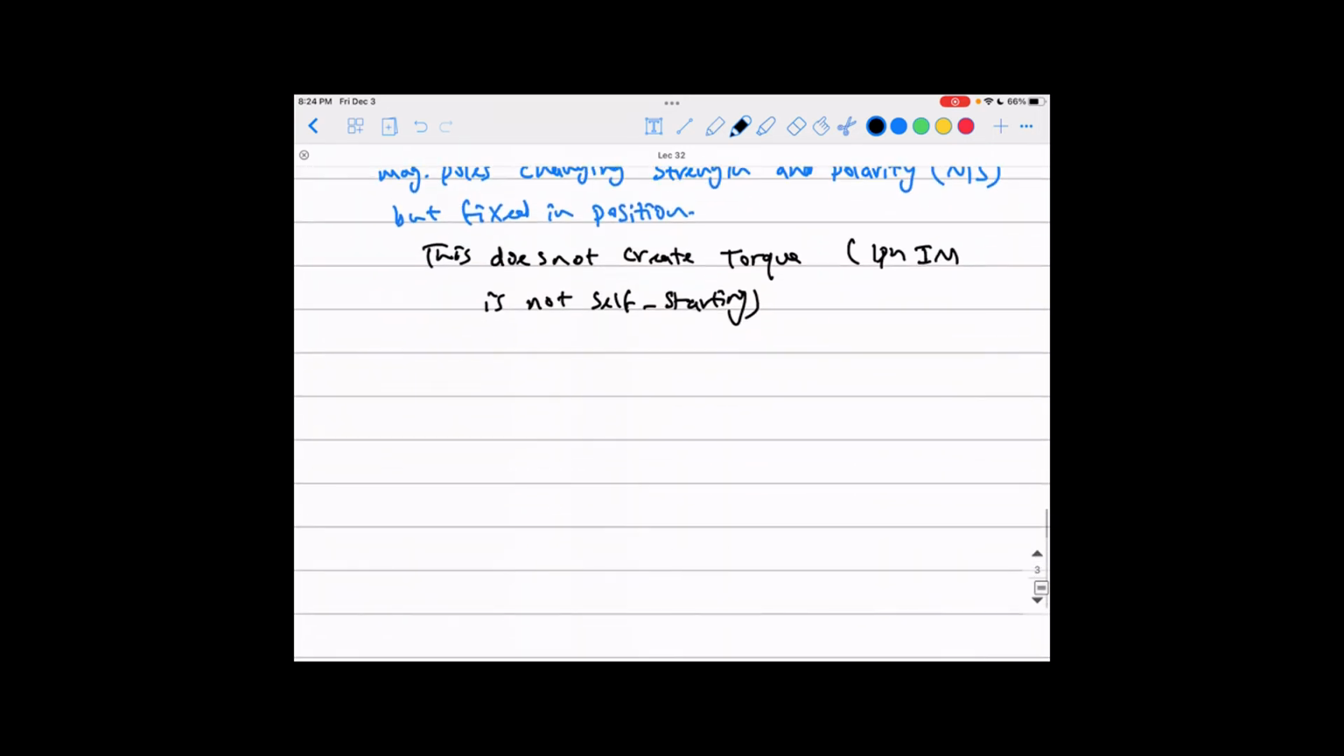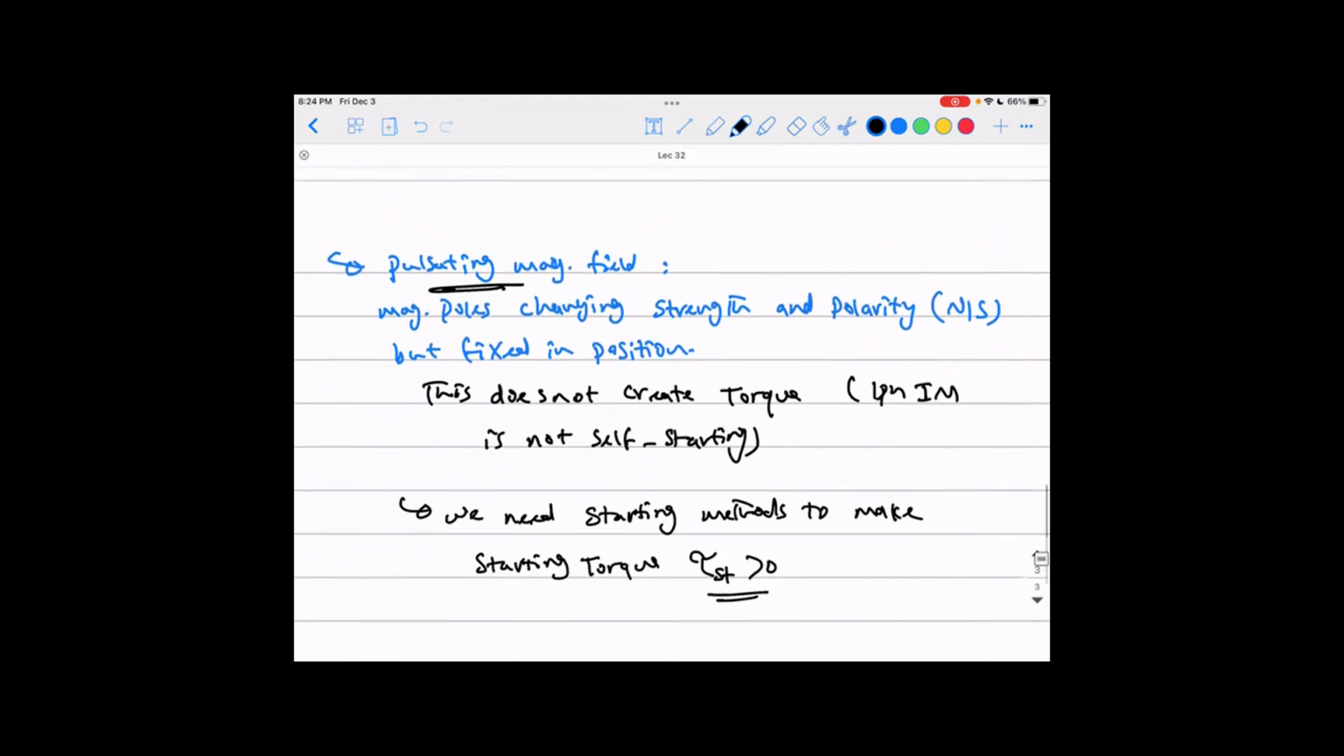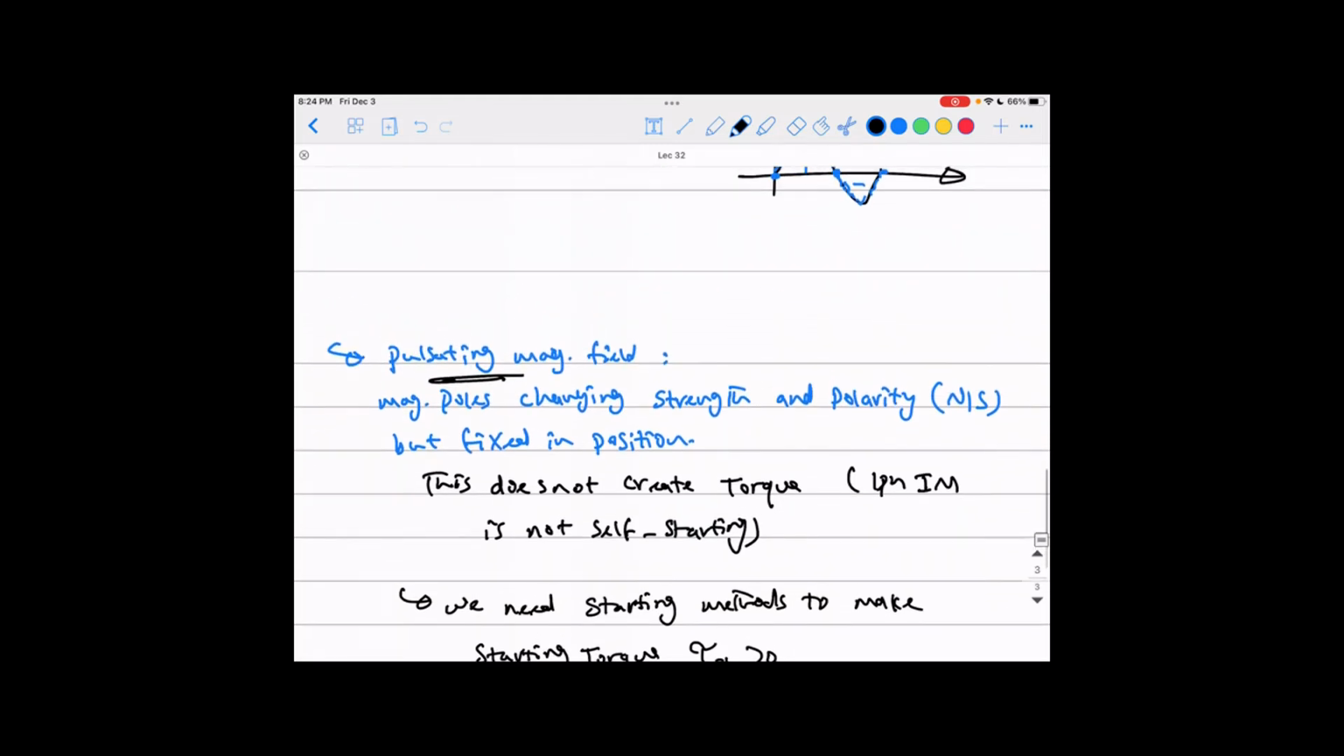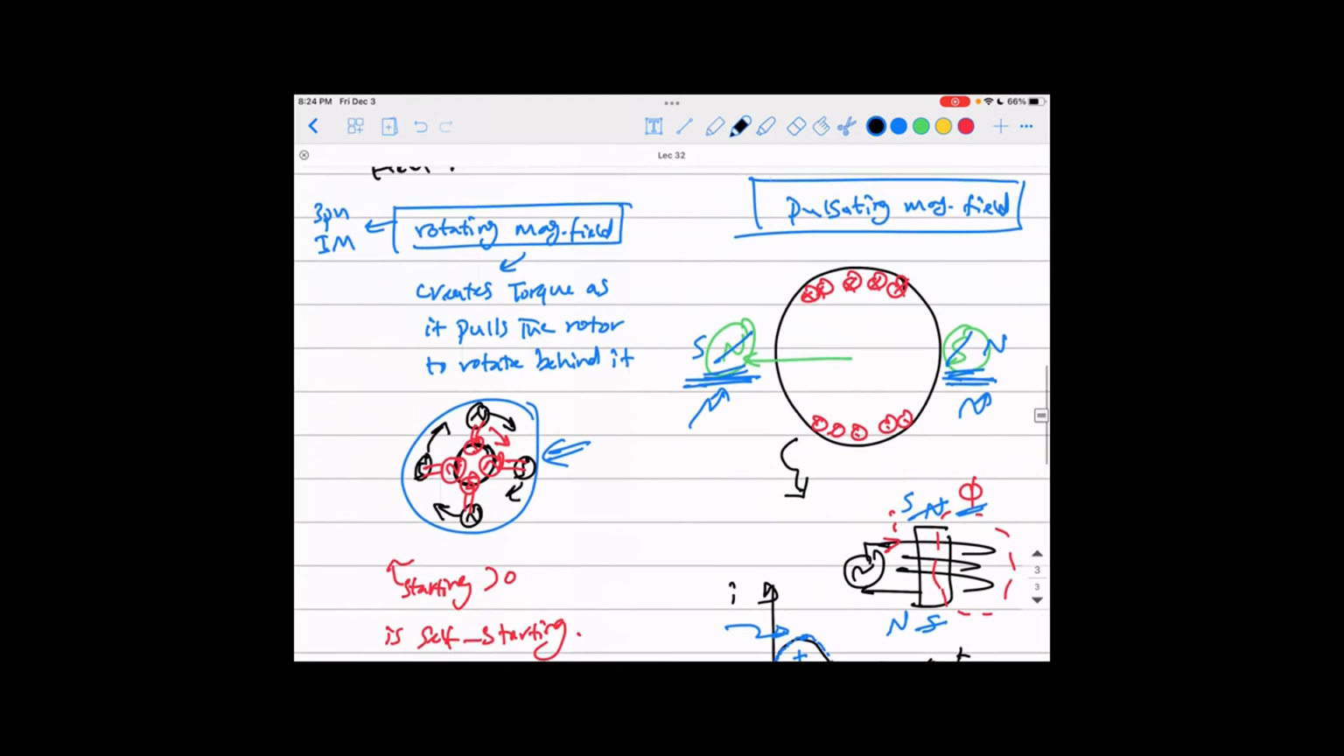So the whole point is we need starting methods to make the starting torque T starting higher than 0, so the machine will start rotating, because now we'll have a starting torque. Okay guys, I hope you got the idea now.